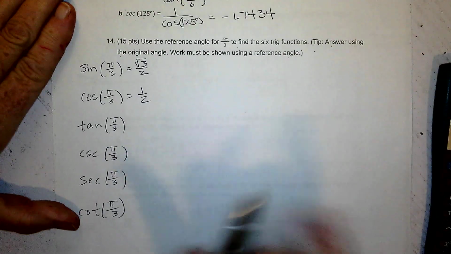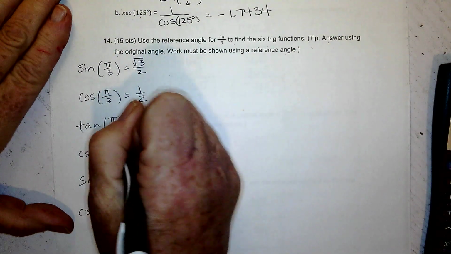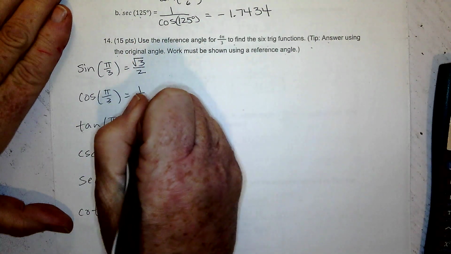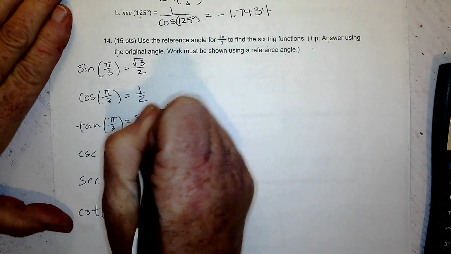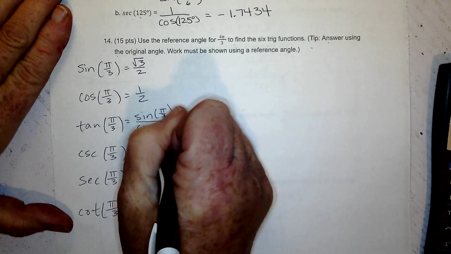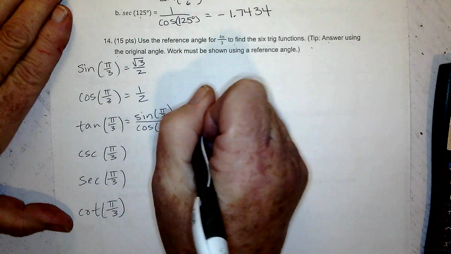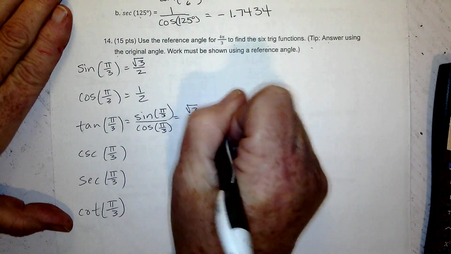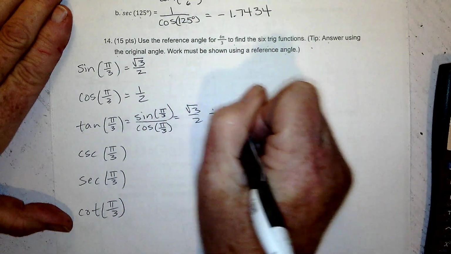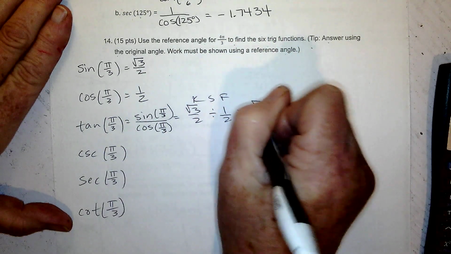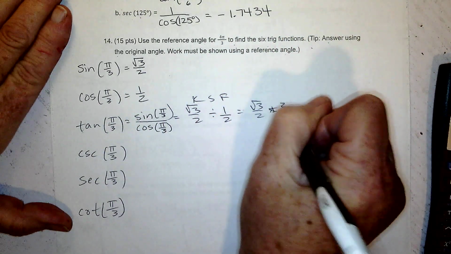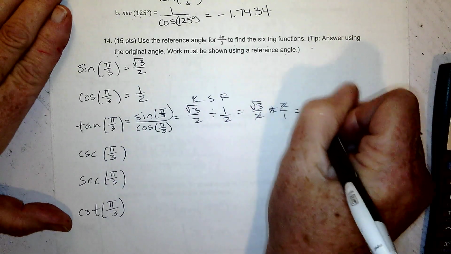Okay, now let's do the rest of them. My tangent is sine over cosine. So sine of pi over 3 over cosine pi over 3. So that's going to be square root of 3 over 2 divided by 1/2. You have to do the keep switch, take the reciprocal. So square root of 3 over 2 times 2 over 1 is equal to the square root of 3.